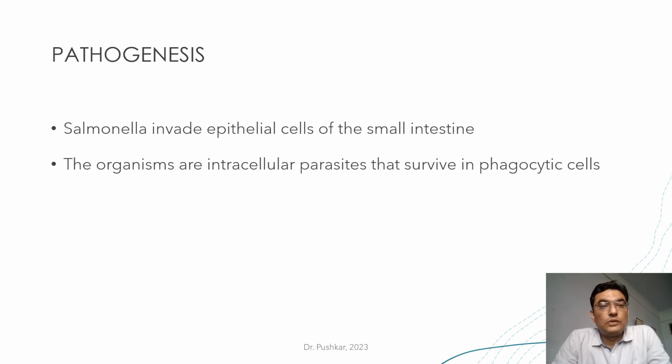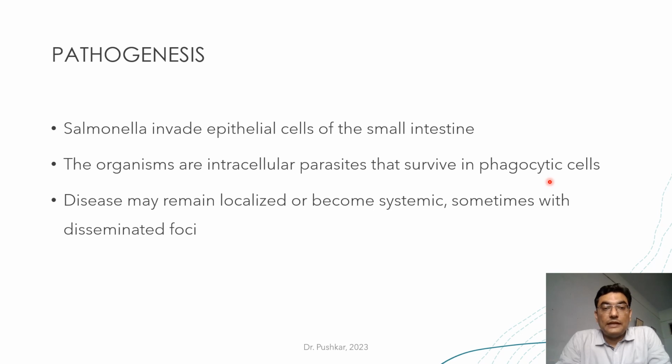So let's see the pathogenesis. Pathogenesis is like this: when you have ingested contaminated food or water which contains the salmonella, it will reach the small intestine and it will invade the epithelial cells. And being an intracellular parasite, it will survive in the phagocytic cells. We will see this. Usually the disease remains localized but may become systemic, sometimes with disseminated foci. If it becomes systemic with disseminated foci, then it becomes a complicated case.